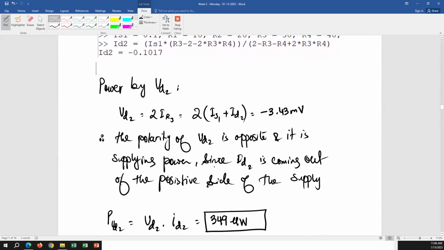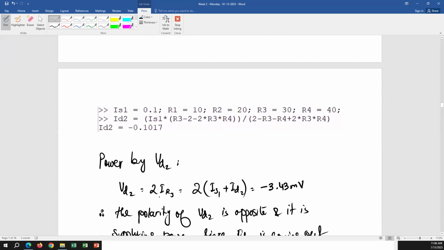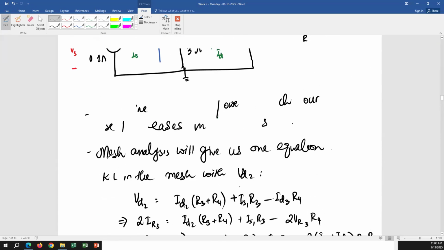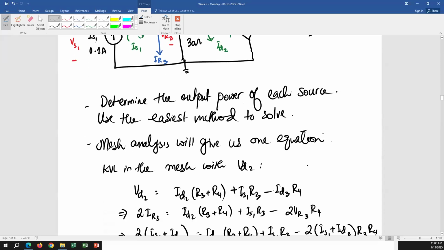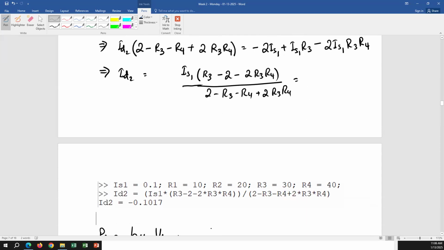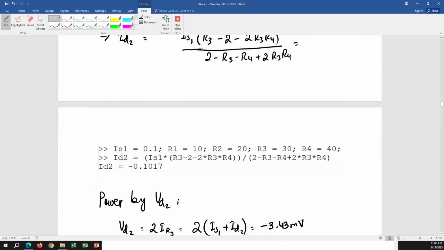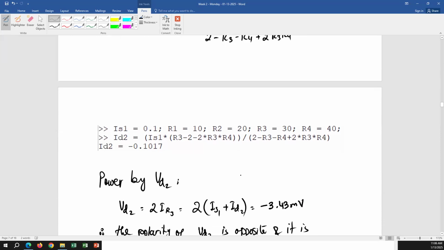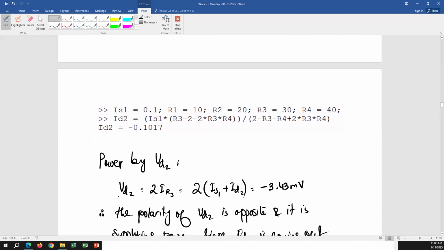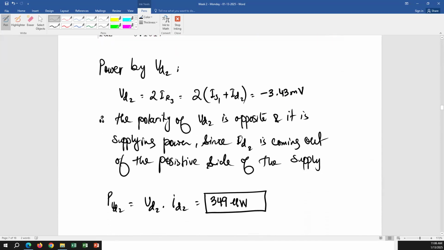All right, if you have any question, make sure you ask me. Just make sure we are doing it correctly. VD2 is 2IR3, and IR3 is IS1 plus ID2. We calculated ID2 already, which is negative 0.1017 ampere. So opposite direction. Based on that, we calculated IR3, negative 3.43 millivolt, opposite polarity. That means power is supplied, not absorbed, 349 microwatt.